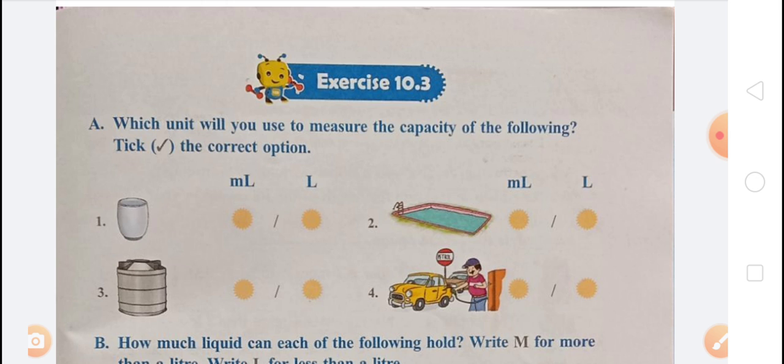Third, there is a tank, and the tank can hold water in liter, so we have to take liter. And next one is a petrol pump, and a vehicle can hold liquid, petrol or diesel, in liter, so we have to take liter. Once again, in first, glass can hold water in milliliter, so we have to take milliliter. In second, the swimming pool can hold water in liter. In third, the tank can hold water in liter. And in fourth, the vehicle can hold fuel in liter, so we have to take liter.